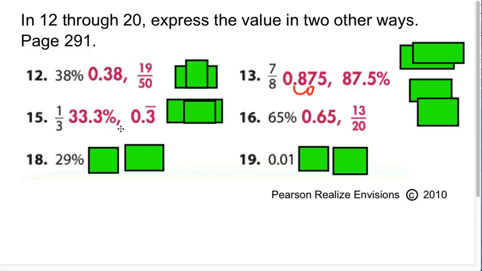Alright, so you can see where we have some new things going on here. We have our percent, once again using a decimal, as well as a repeating number in our decimal. Over here we have 65%, which is fine, but then we had to simplify it.